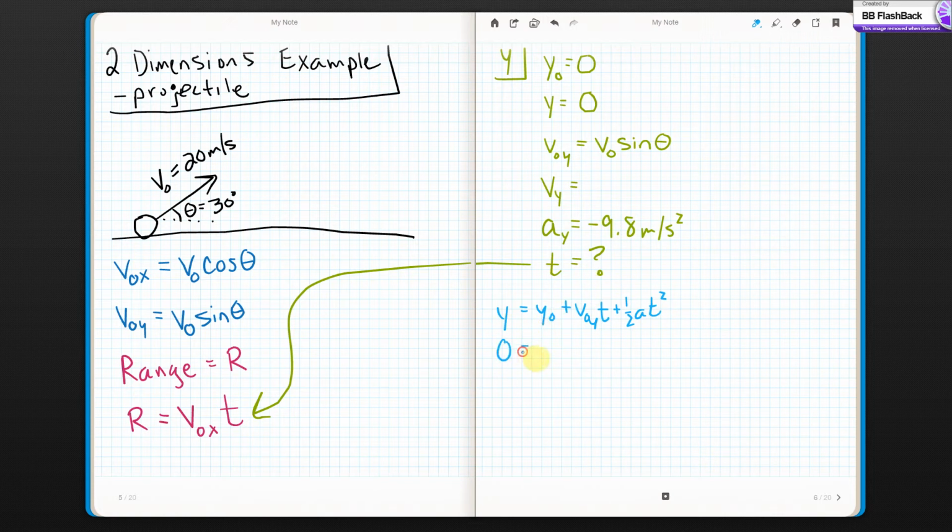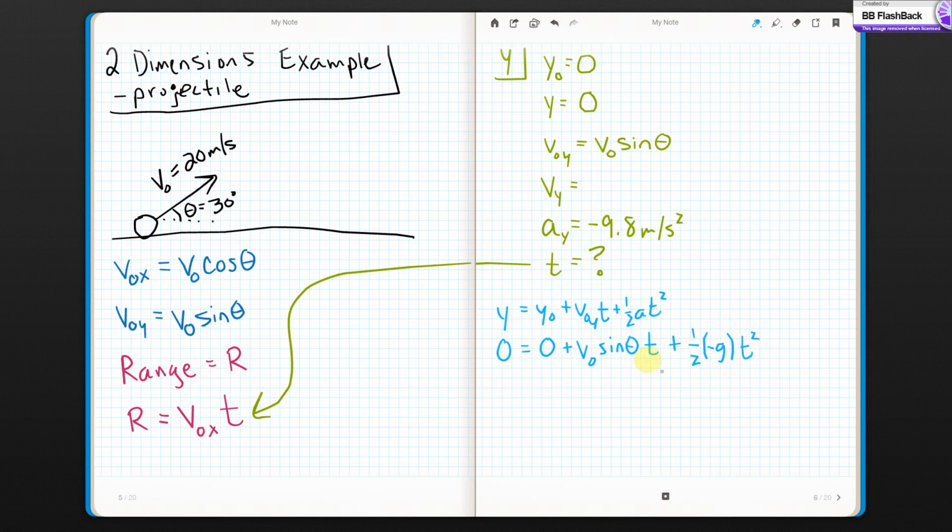I'm going to go ahead and put zeros in because it makes my algebra a little bit easier. Plus, v naught y, again, I'm not actually putting numbers in yet, but v naught y is v naught sine theta. So I'm going to put that in too: v naught sine theta times t, plus 1/2 a t squared. Instead of using a, I'm going to use g, and it's negative g t squared.